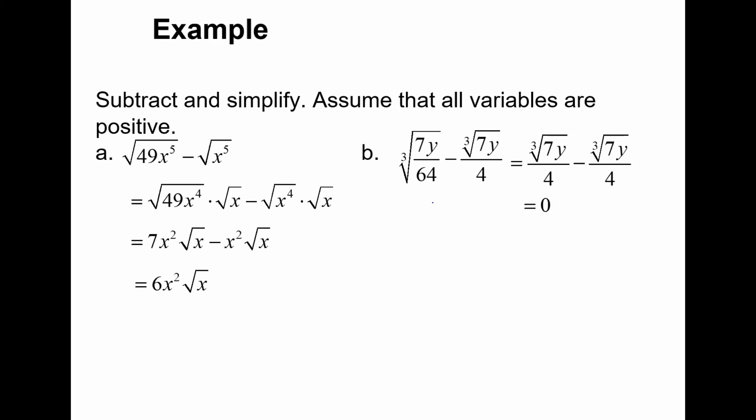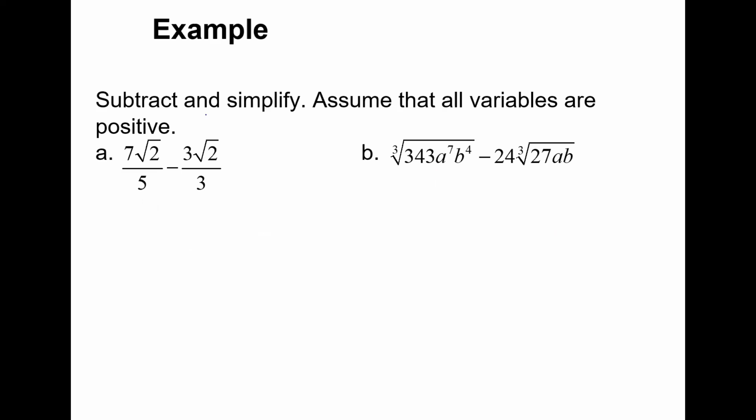Now, does that look like what we're going to get when we look at it right here? No, it doesn't look like that's going to give us 0, because we have this bigger radicand here and two different ones here. It's a radicand of 7y, a cube root of it, over 4. But once you simplify the cube root of 64 down to 4, then we have the same thing. And so then we get our 0.